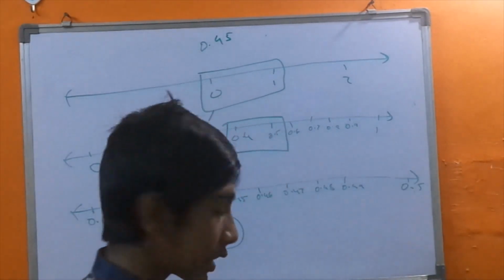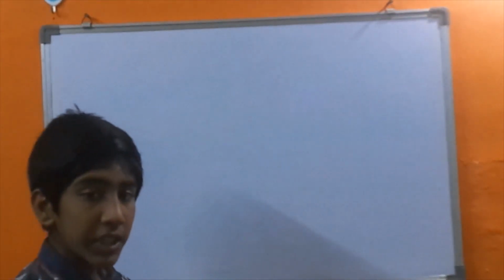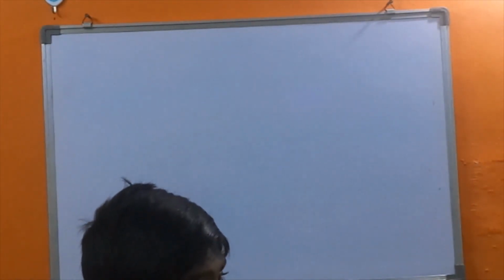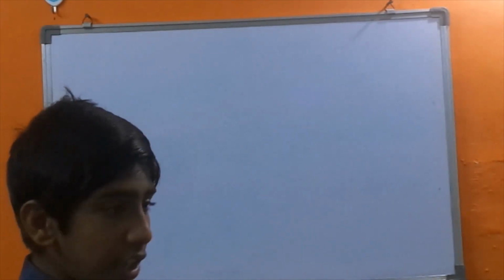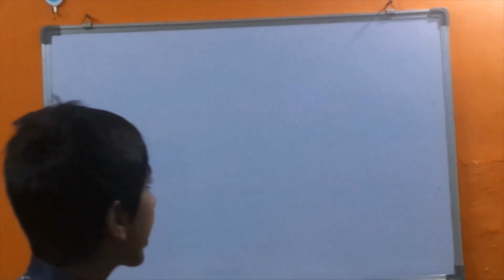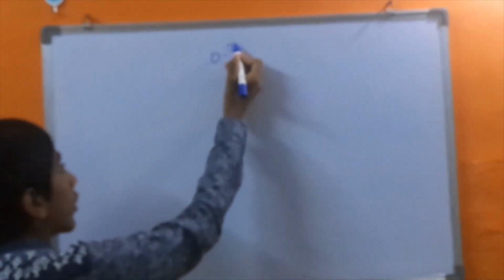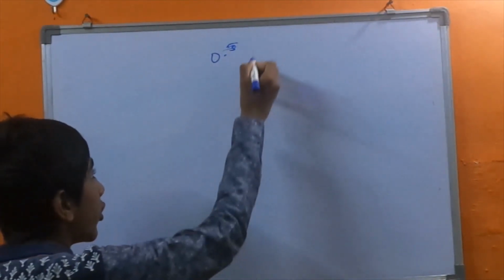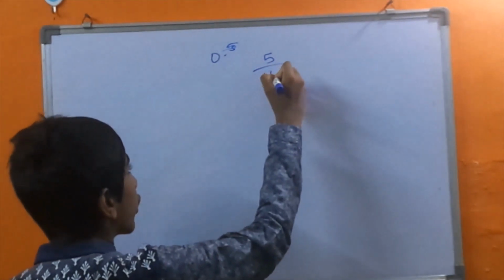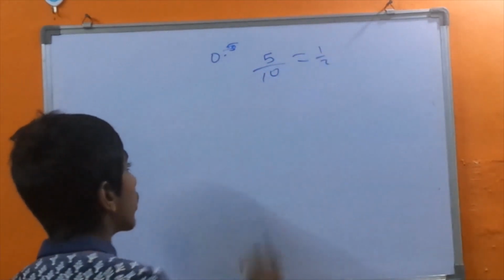Now we are going to discuss how we can represent a decimal expansion in the form of a rational number. Well, it's an easy task. For example, take a decimal expansion 0.5. So how can we represent it? Simply we will make 5 by 10, which is nothing but 1 by 2.